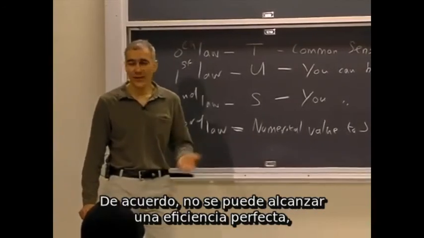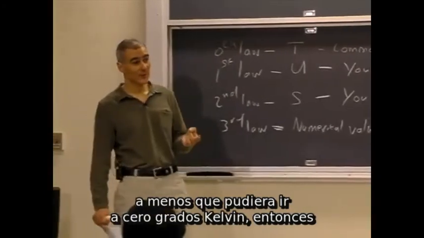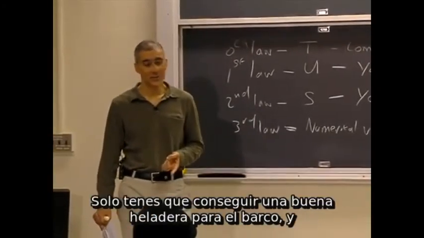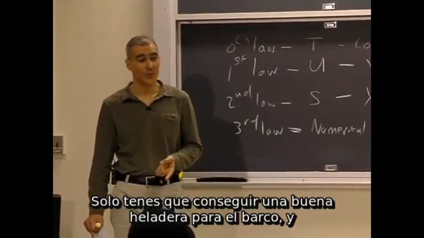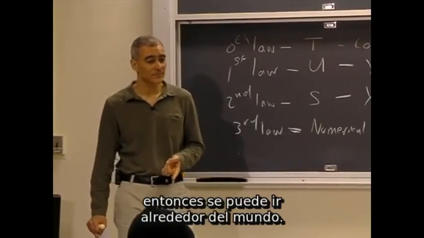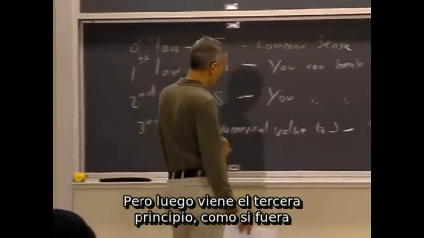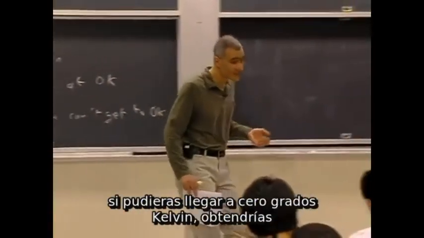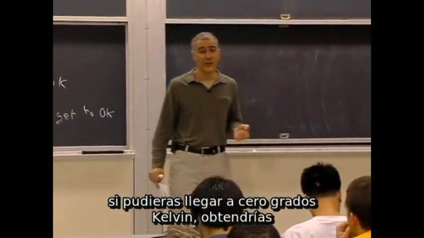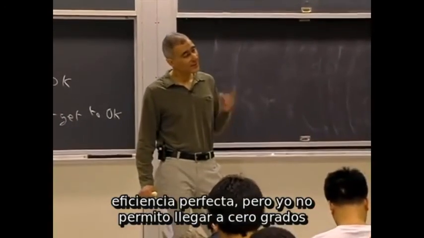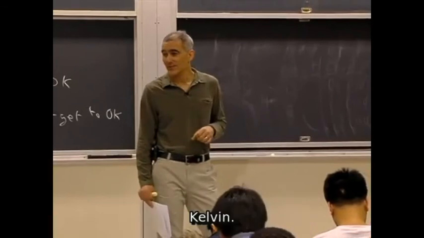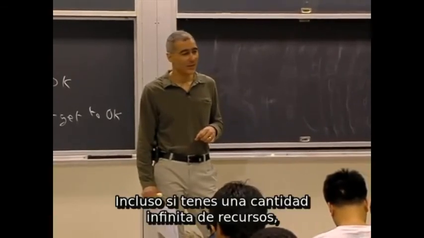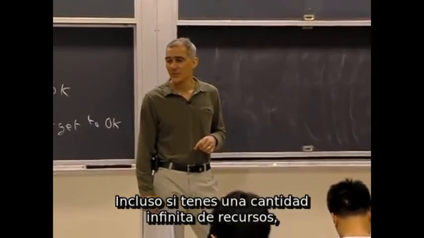Okay, so you can't get perfect efficiency, but at least if you were able to go to 0 degrees Kelvin, then you'd be all set, right? You just got to find a good refrigerator on your boat, and then you can still go around the world. Then the third law comes in, and that's the depressing part here. It says, well, it's true, if you could get to 0 degrees Kelvin, you'd get perfect efficiency. But you can't get to 0 degrees Kelvin. You can't. Right? Even if you have an infinite amount of resources, you can't get there.